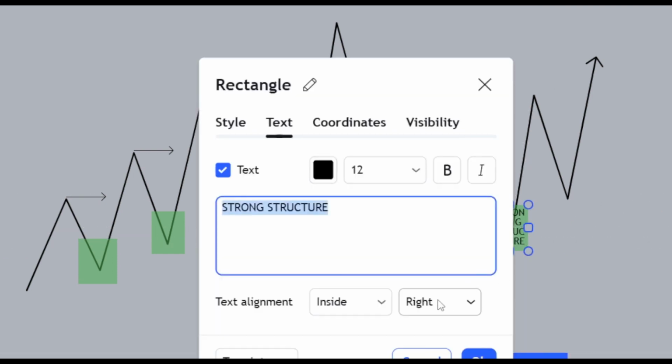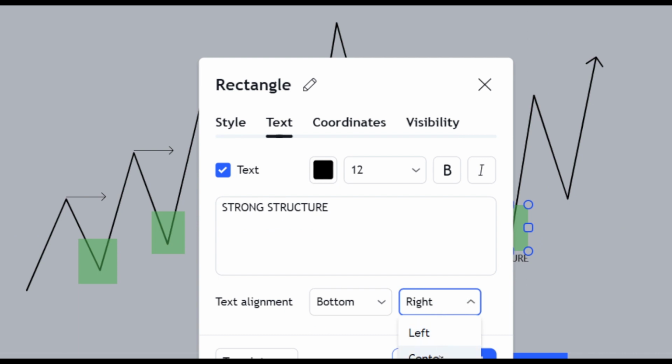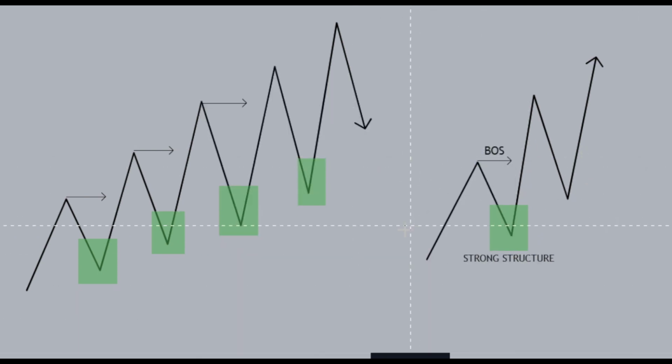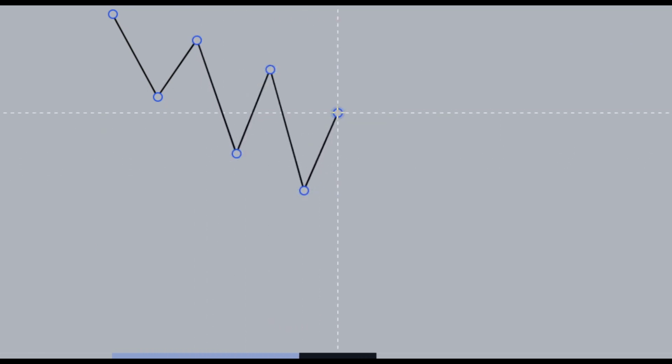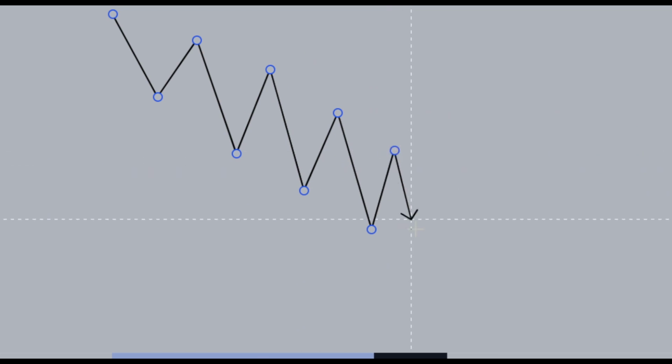Right, perfect. Let's quickly go down now. This is a strong structure. The same thing applies in a bearish scenario. When we see a bearish scenario, what we're looking for are lower lows and higher lows, lower lows and higher lows, just like this.